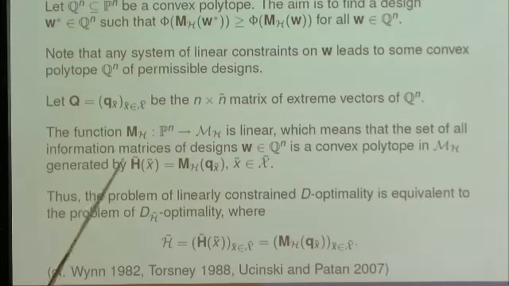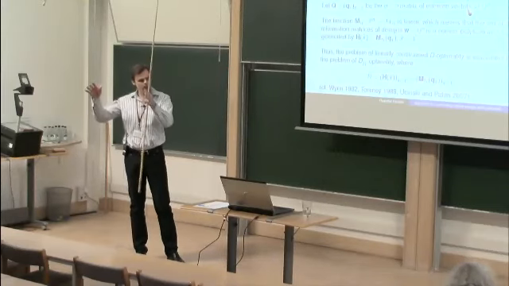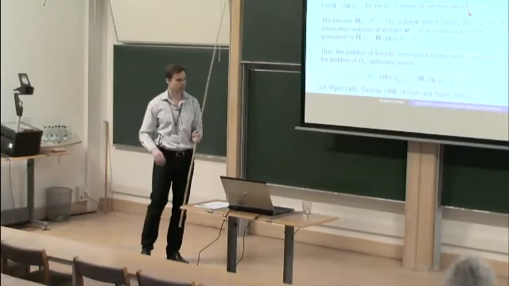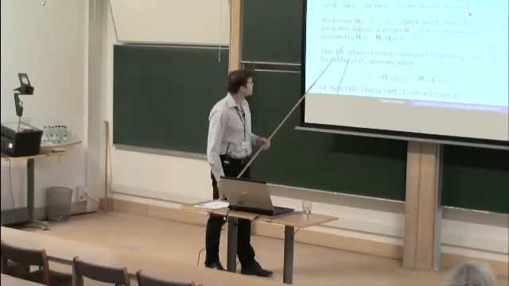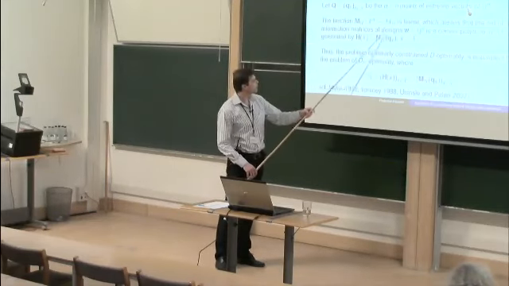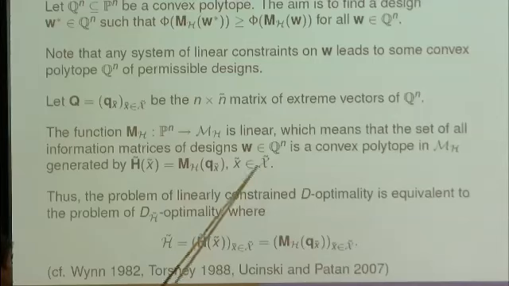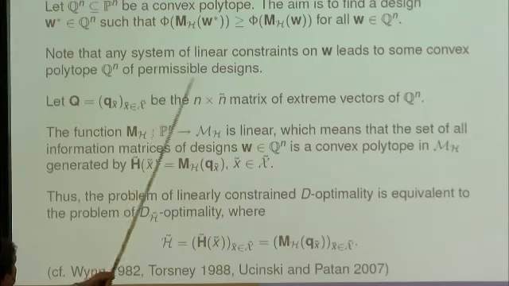Since the function mh, that is the function that to a design assigns the information matrix, is linear, then it transforms the convex polytope Qn to a convex polytope in the larger space of information matrices. That is, we arrive at a polytope which is generated by some number of information matrices of this form. The number is the number of these extreme vectors.